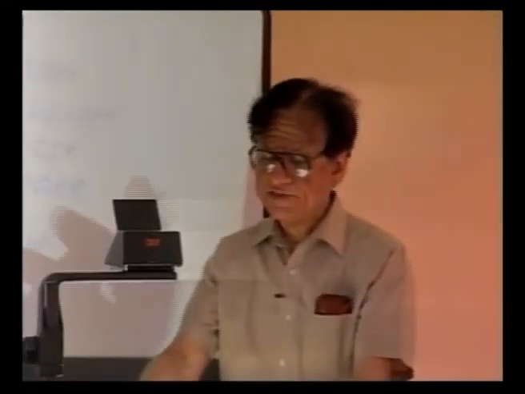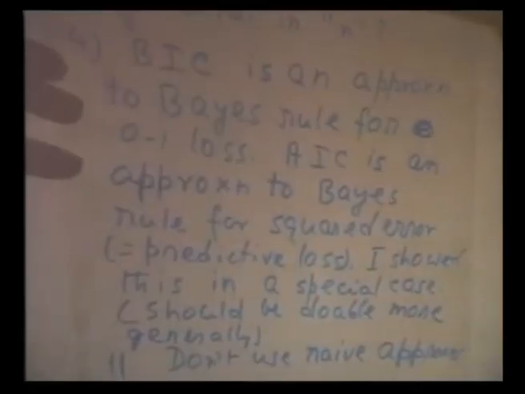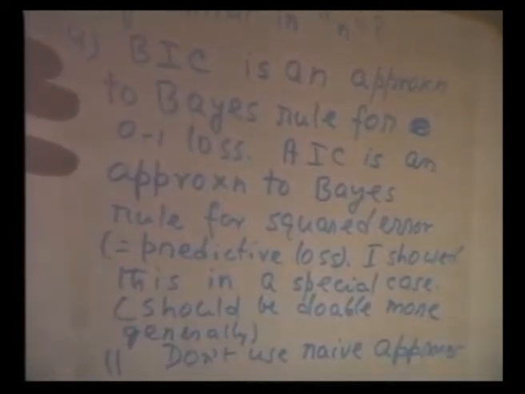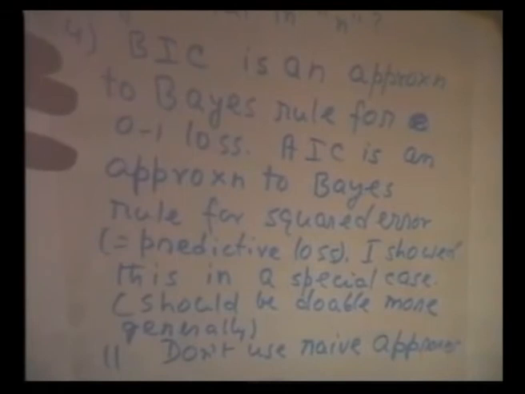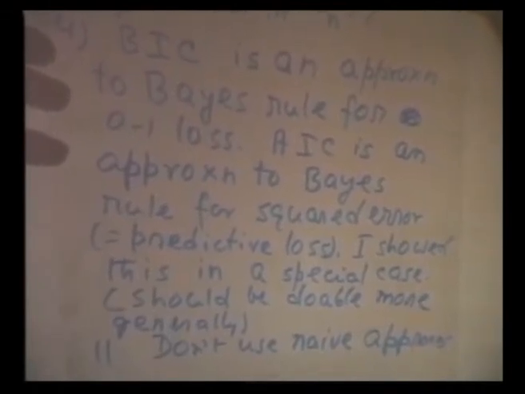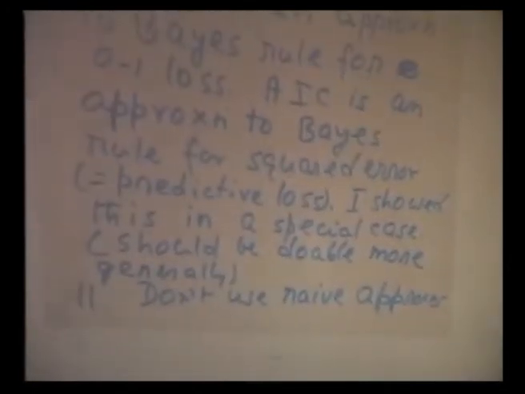Okay, finally, something that I've said again, but maybe I'll mention it as a sum up. The BIC is an approximation to the Bayes rule for 0-1 loss, so it should not be used for other loss functions. It should not even be used when the assumptions for its approximation to the Bayes factor break down. And don't use naive approximations.